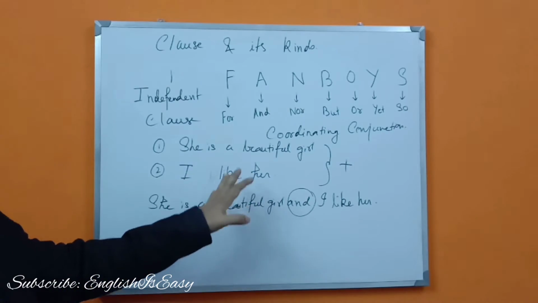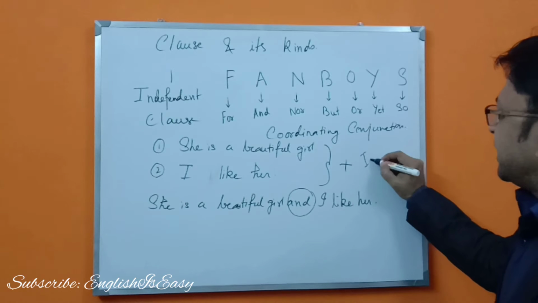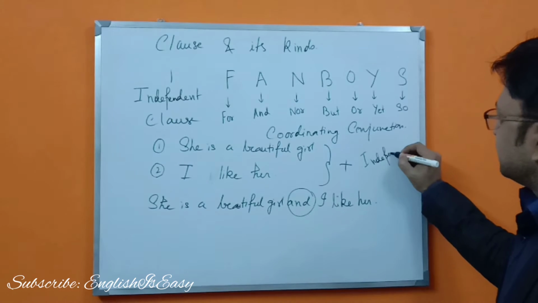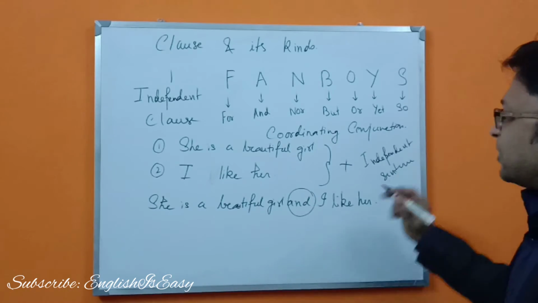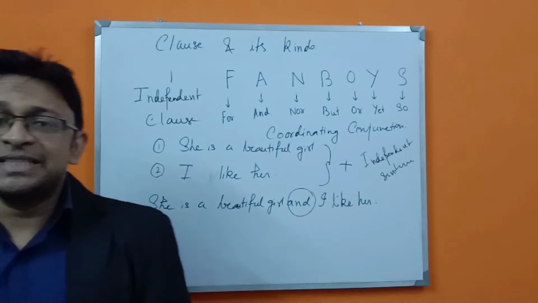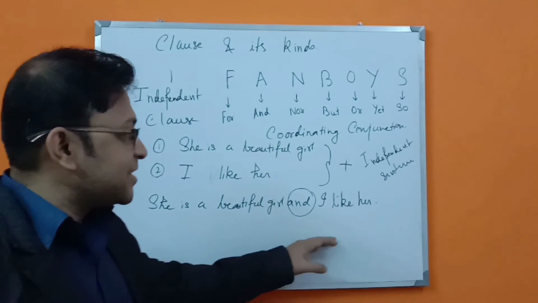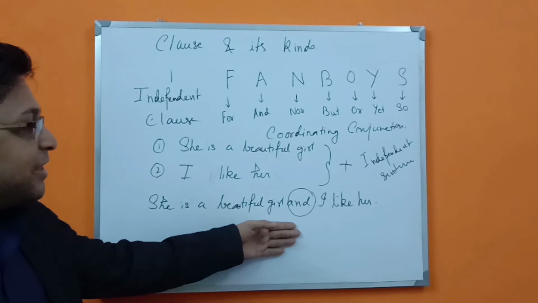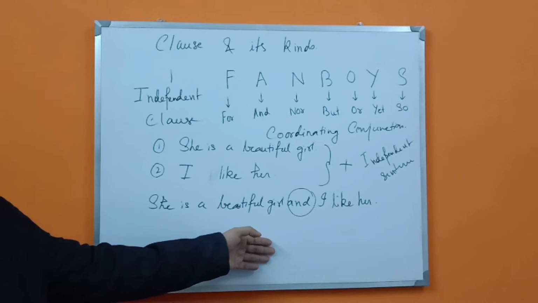Two complete sentences, both are independent sentences. Both of these sentences are independent because these sentences can explain their meaning by sitting alone. Therefore they are independent. So both the sentences are being joined by using a coordinating conjunction. It's a very simple thing. You have to remember this thing.